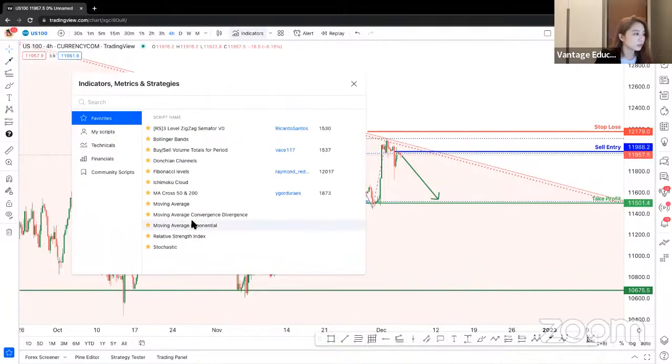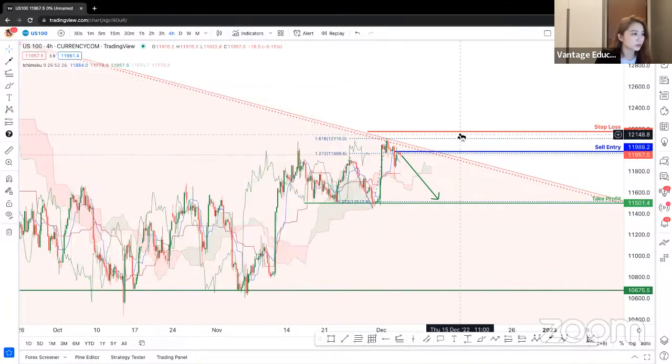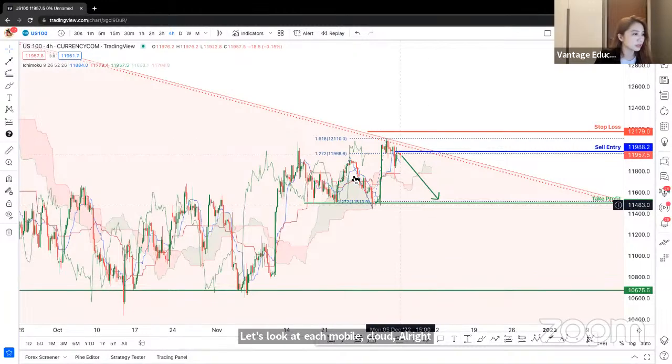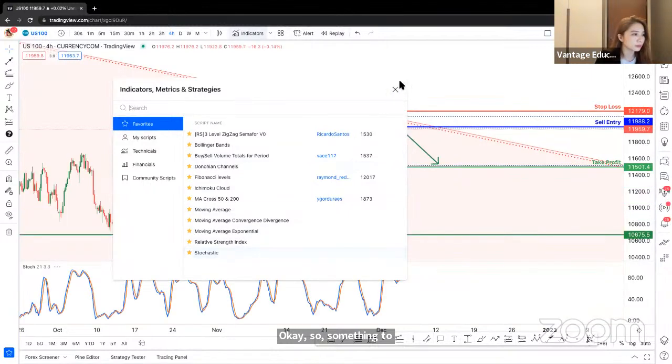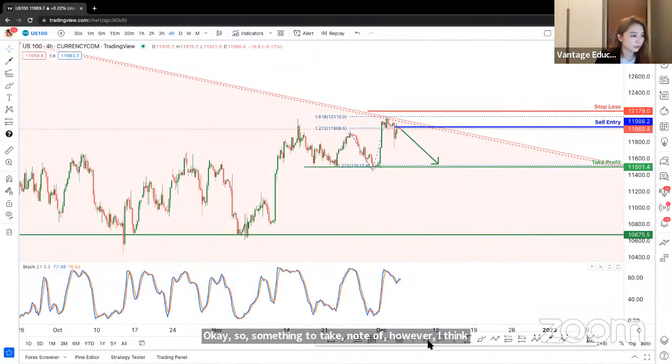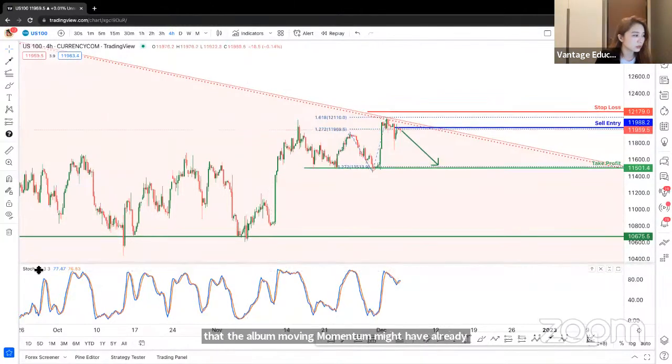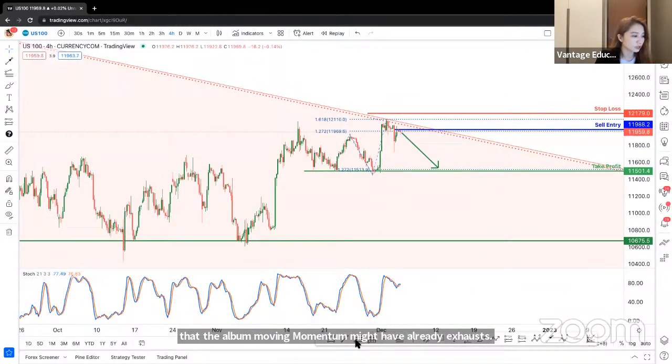Let's look at Ichimoku cloud. So we are seeing an above situation. Okay, so there's something to take note of. However, I think that the upward moving momentum might have already exhausted. So we are looking at a potential drop right now.